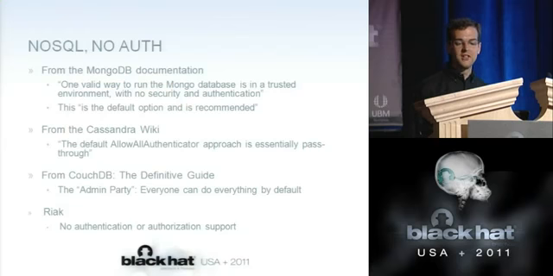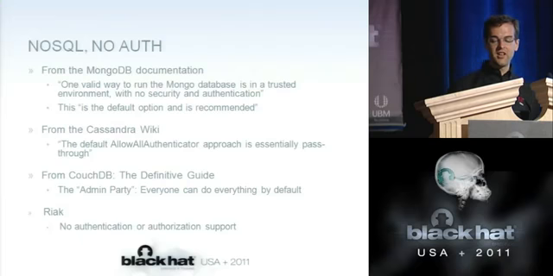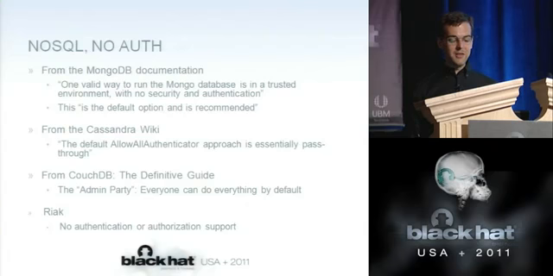So Mongo says, hey, one valid way to run Mongo is in a trusted environment with no security and authentication. So trusted basically means you trust the people who use it, which, yeah, that's a little scary. Cassandra says, the default AllowAllAuthenticator approach is essentially pass-through. Couch says, the admin party is the default. Everyone can do everything by default. And Riak has absolutely no auth whatsoever.